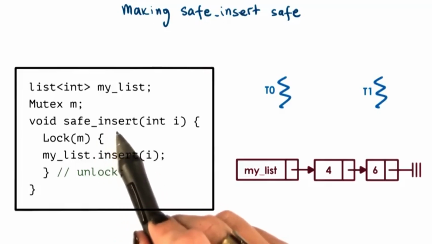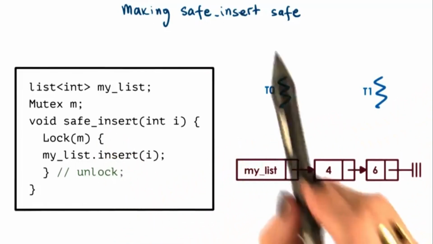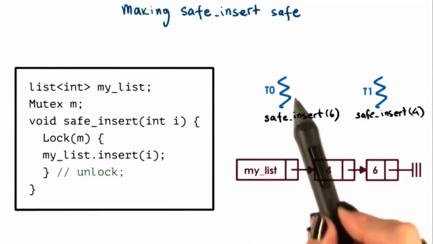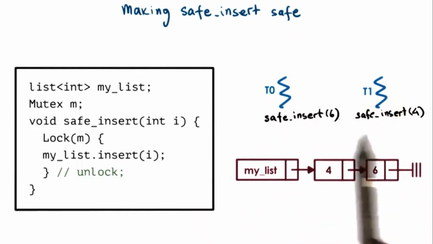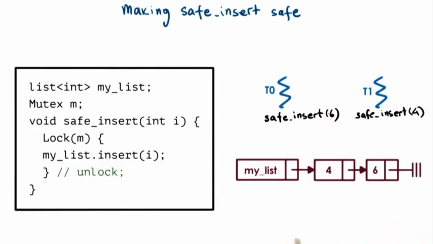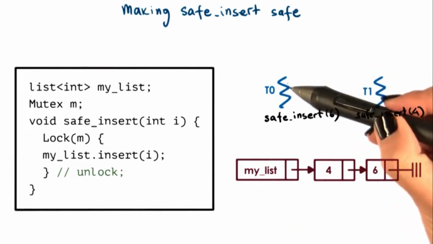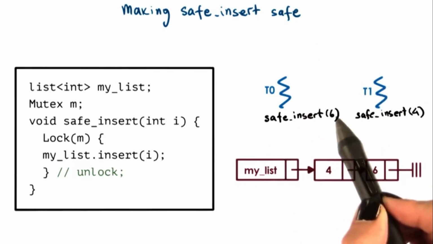Returning to the previous safe insert example, let's demonstrate how the use of a mutex makes the safe insert operation actually safe. Just like in the thread creation code, we have threads T0 and T1, and they both want to perform the safe insert operation. The parent thread T0 wants to perform safe insert with an element 6, and the child thread wants to perform safe insert with a value 4. Let's assume that once the parent created the child T1, it continued executing and was the first one to reach safe insert with value 6.